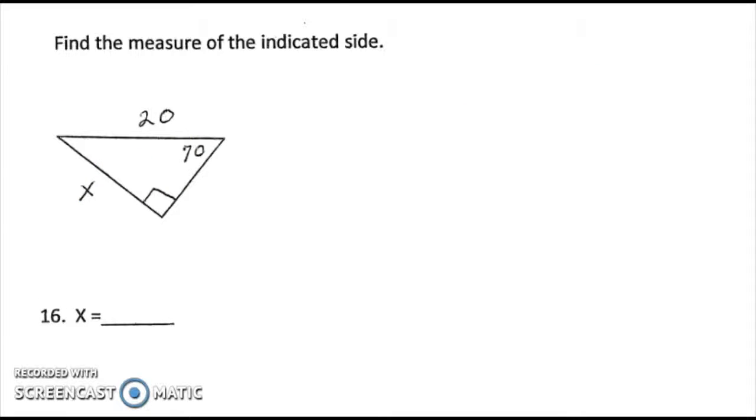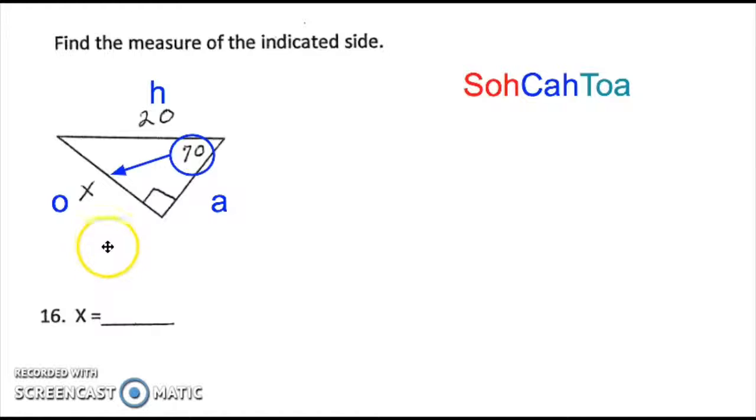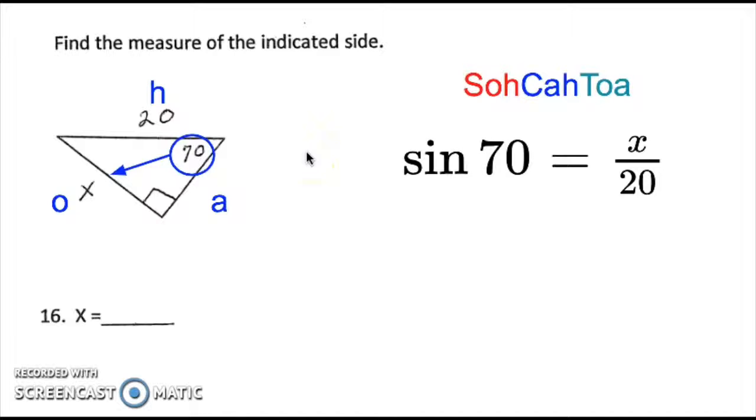Number 16, I'm looking for this side here. Circle the angle I'm given, draw the arrow across, and that side is going to be opposite. The one across from the 90-degree angle is hypotenuse, and the one next to the angle is adjacent. So again, SOHCAHTOA, we're given H and looking for O, so O and H is going to be sine. So sine of 70 equals x over 20.